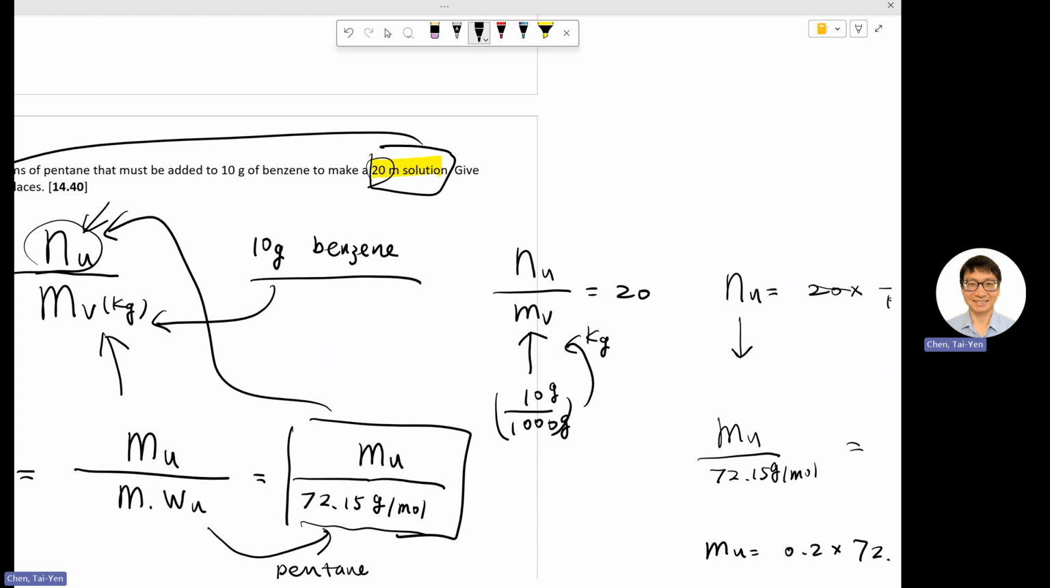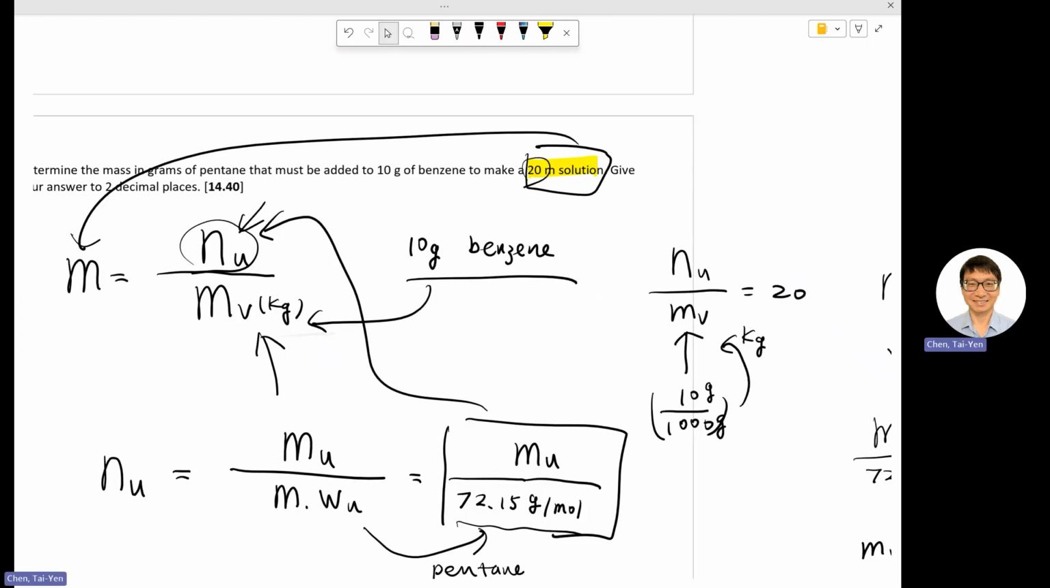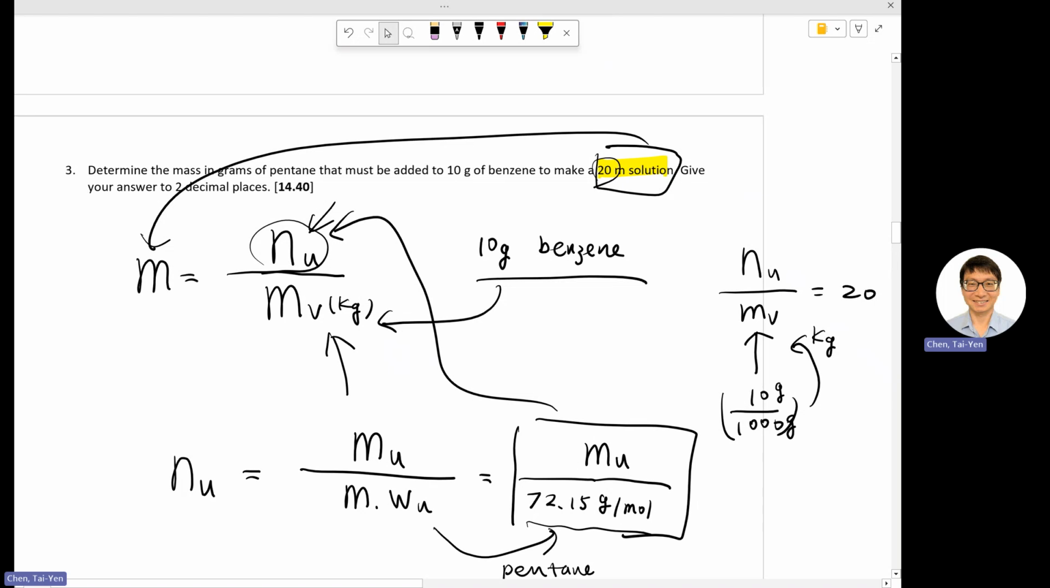The line is doing something weird over there, so feel free to move around on the line. All right, so this is how you solve question number 3. Any questions? Yes.